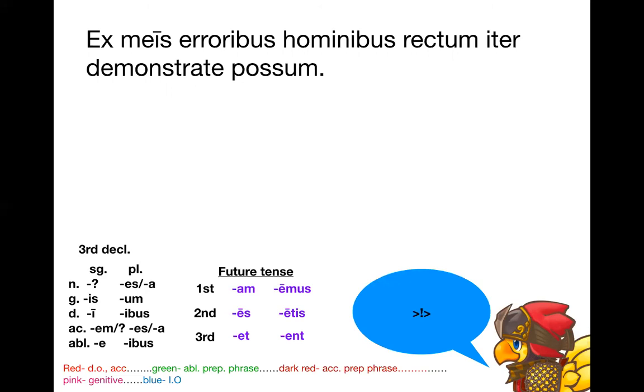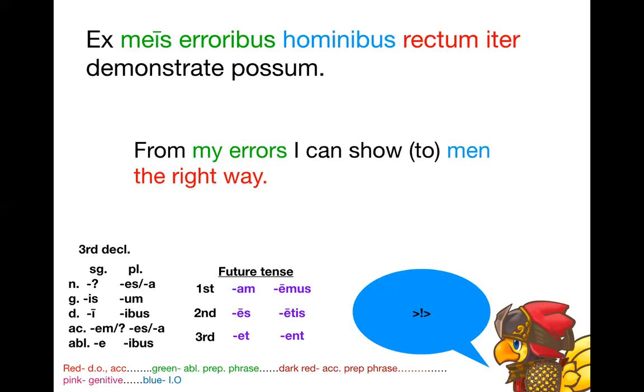I can demonstrate or show the what kind of way? The right way, they gloss that for us. Y'all don't need to know those words. The right way from out of. This is the first time we're seeing ex. I can show the right way from out of. What do y'all think erroribus means? An error, a mistake. So I can show the right way from out of my own mistakes, and I can show the right way to men. Okay, this one is pretty complicated. Good. So hominibus was actually another dative.